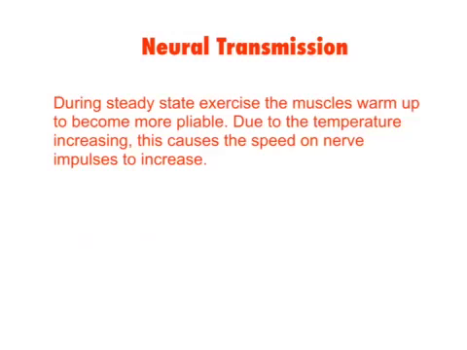During steady-state exercise, the muscles warm up to become more pliable. Due to the temperature increasing in these muscles, the speed of nerve impulses running through those muscles increases. Therefore, the contraction speeds increase. An example of this could be a football goalkeeper warming up before a football match, as this increases their reaction times, therefore helping them to save the ball during a match.